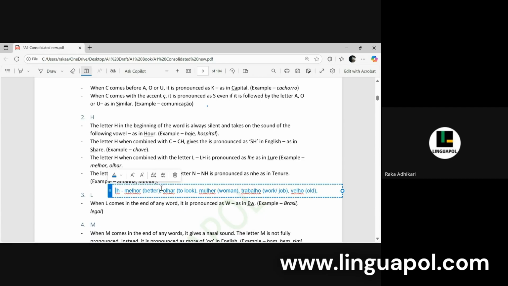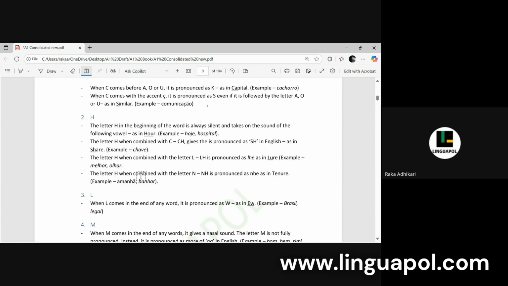Okay, the last one of the H. When we have a combination of NH, then it gives a nasal sound. In Hindi we can write it as half ना, half य, but it is more of a sound of y. So some people pronounce it as nya, some people will say ya, and both are correct.